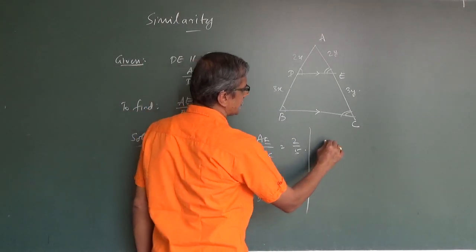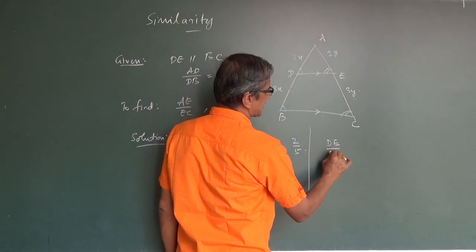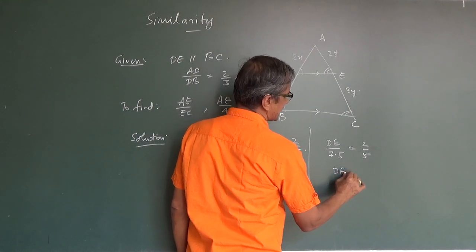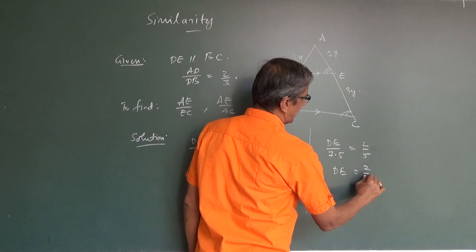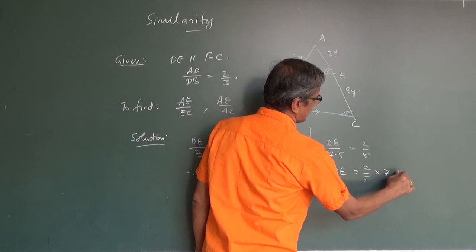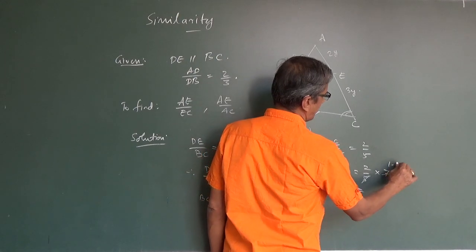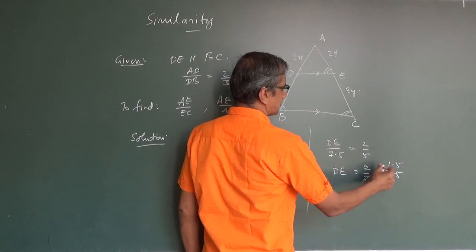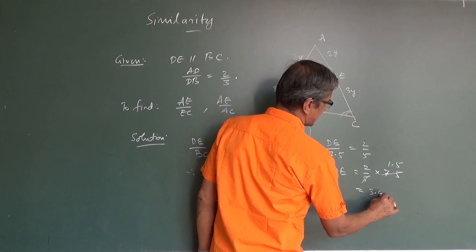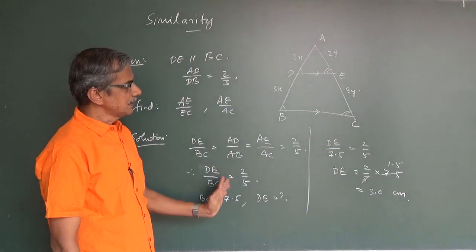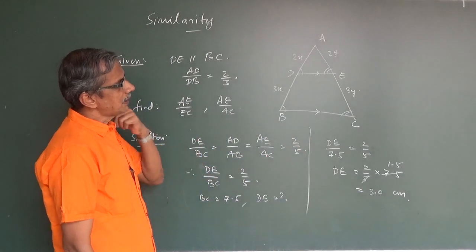So, I am going to do this here. DE by 7.5 is equal to 2/5. Therefore, DE is equal to 2/5 into 7.5. When you cut it, it is 1.5. 2 into 1.5 is 3 centimeter. So, DE is 3 centimeter. I hope you understood.